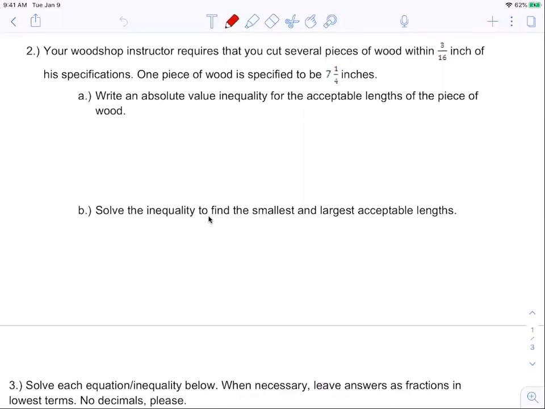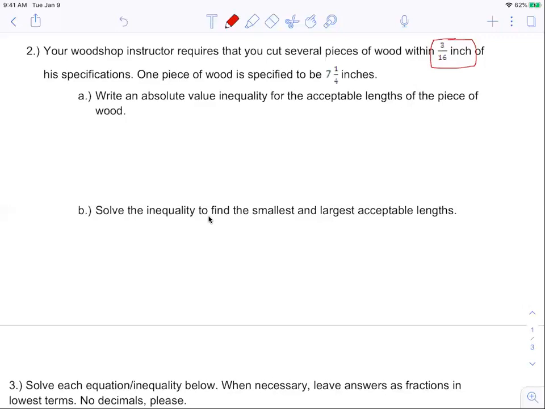Now we know that everybody isn't going to be exactly that precise, especially if you're just beginning to learn how to use the saw. So the goal is for you to get that cut to be within 3/16 of an inch of his required specification. Write an absolute value inequality for the acceptable lengths of the piece of wood. And then it says solve the absolute value inequality to find the largest and the smallest acceptable lengths.